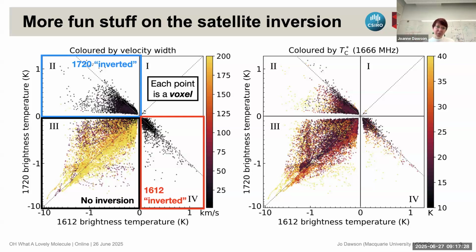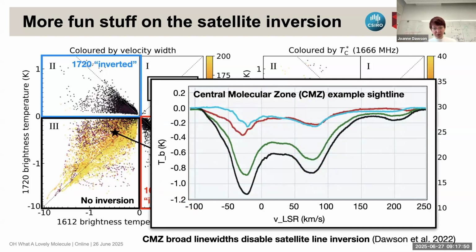I've color-coded this left-hand plot according to some proxy for line width. Again, I didn't fit components, so I had to do it a different way, but it's telling you roughly how contiguous that feature is in velocity. And you'll see that the ones with no inversion, A, there's loads of them, and B, the line width is huge. What you're seeing in that quadrant is stuff like this, which is the central molecular zone, which doesn't dominate things spatially, but does dominate the number of voxels I detect because these ridiculously broad, very disturbed molecular absorption lines are sitting there around the galactic center.